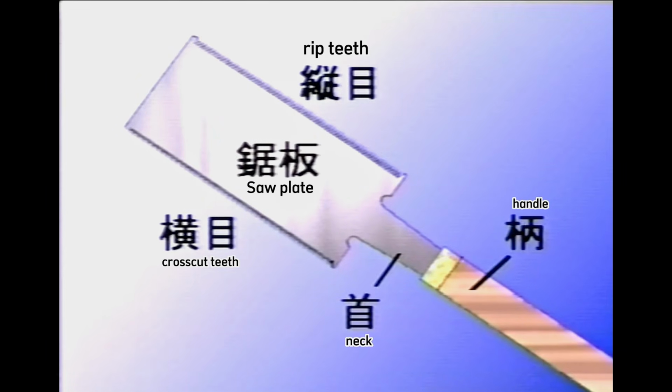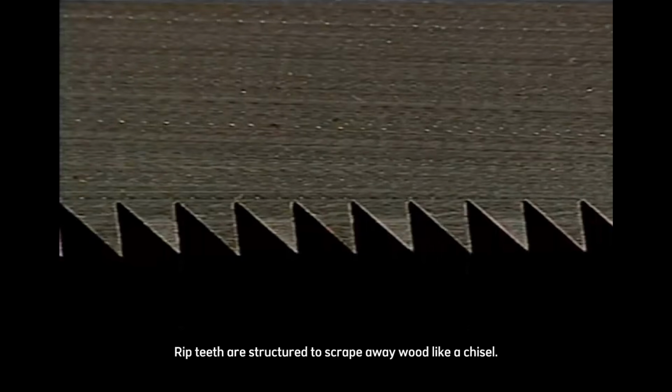A saw consists of the blade and the handle. The names of each part are as shown. The teeth of a saw can be divided into rip teeth, which cut along the wood grain, and crosscut teeth, which cut across the grain. Rip teeth are structured to scrape away wood like a chisel.